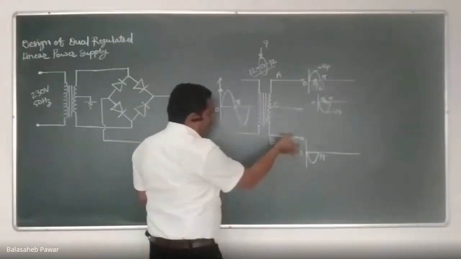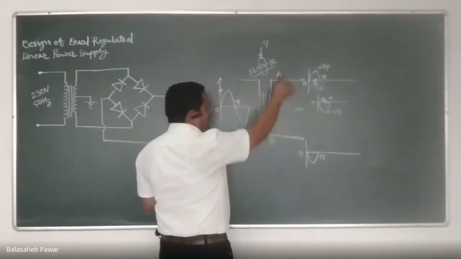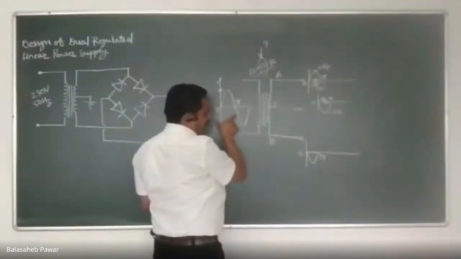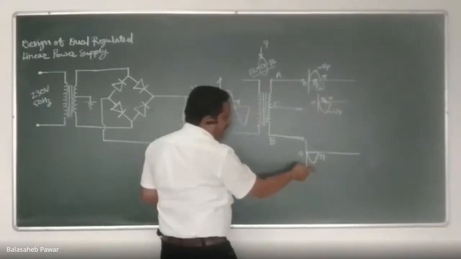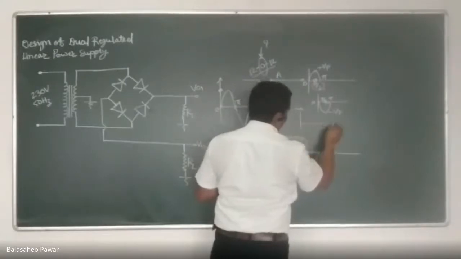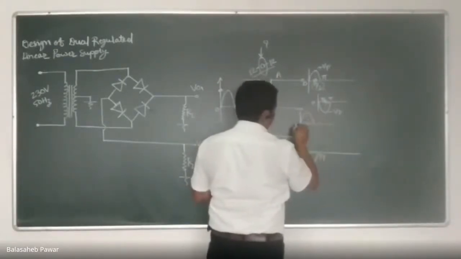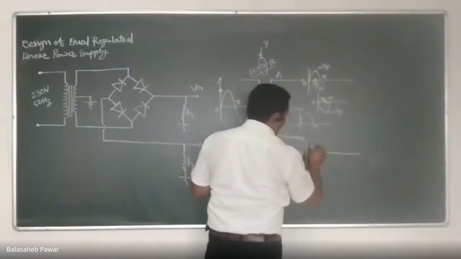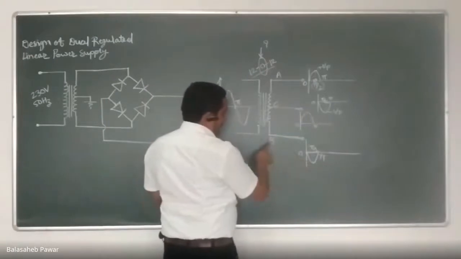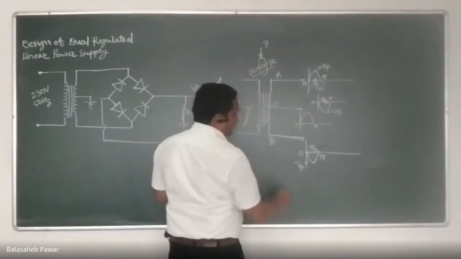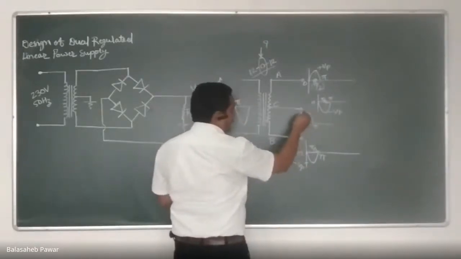Now, consider the remaining half secondary. As we consider terminal A at positive potential for time period 0 to pi, B will be at negative potential, and hence its respective center tap terminal will be at positive. Do you agree with this? 0 to pi. And again consider at pi by 2. At pi by 2, terminal B will be at minus Vp, and its center tap will be at plus Vp. Agree with this?